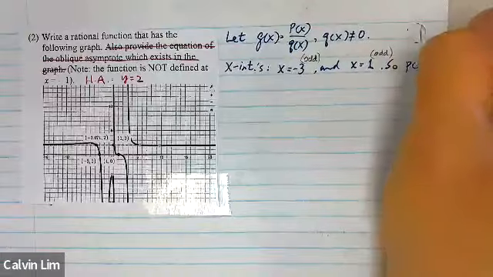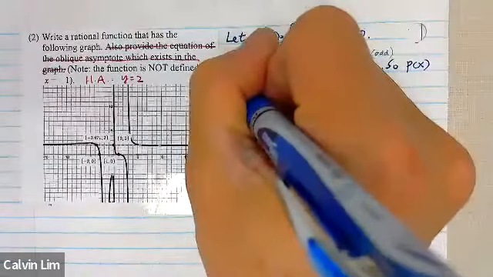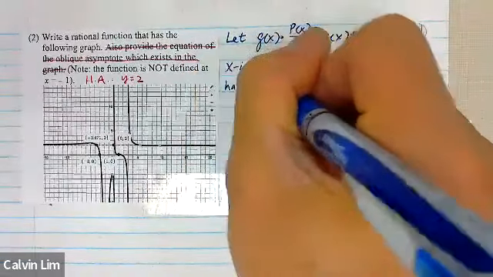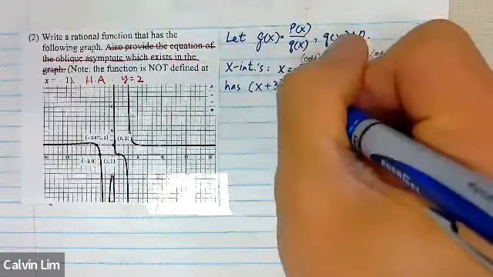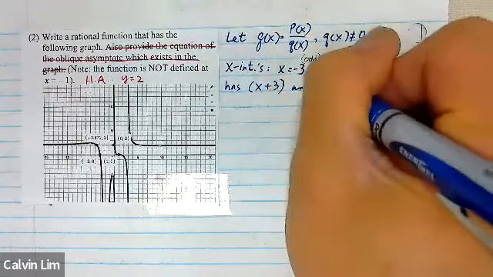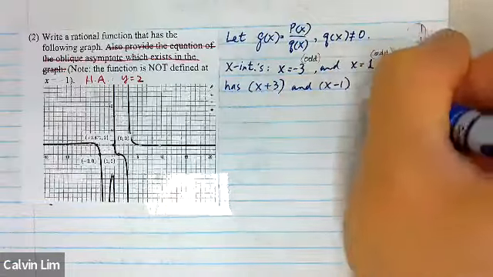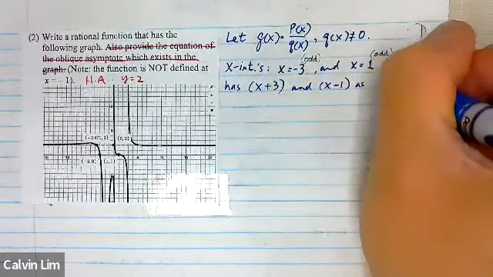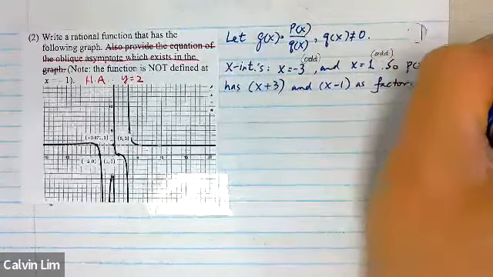So P of X has X plus 3 and X minus 1, right? As factors.